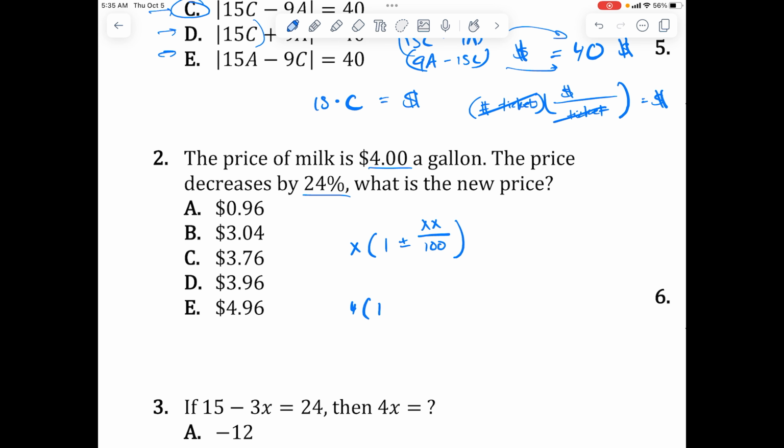4. 1 plus or minus, so in this case we're dealing with a decrease, so we're going to be decreasing by 24% divided by 100. This gives us 4 times (1 minus 0.24) equals 4 times 0.76. If you do that on your calculator, you get 3.04. Okay, you notice again, it's just a matter of taking 100% and subtracting 24%. You can think of it that way. That's what this 1 really is. It's 100 over 100 plus or minus the percent that you're trying to increase or decrease by.